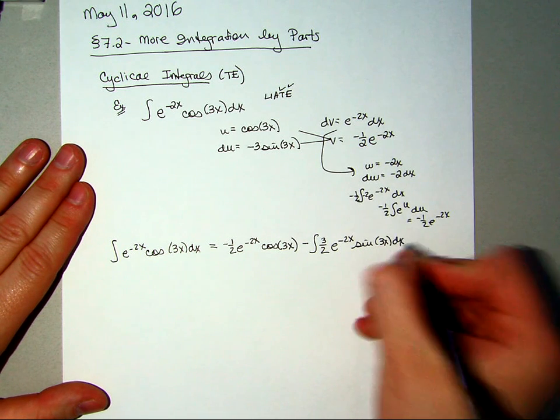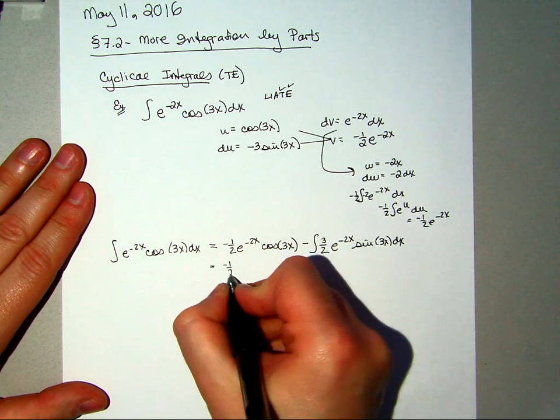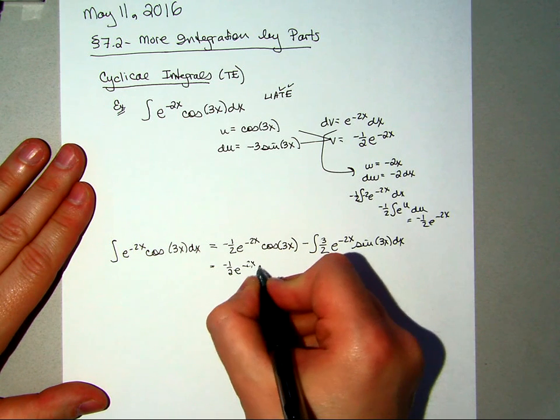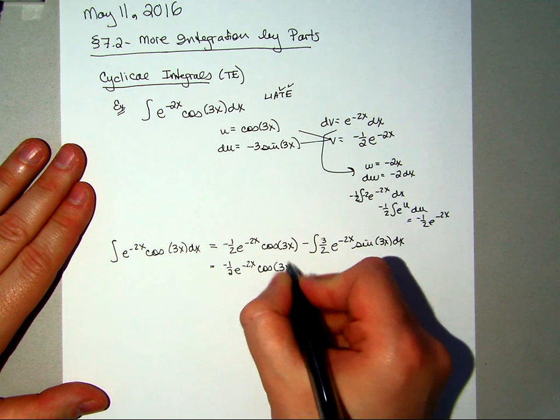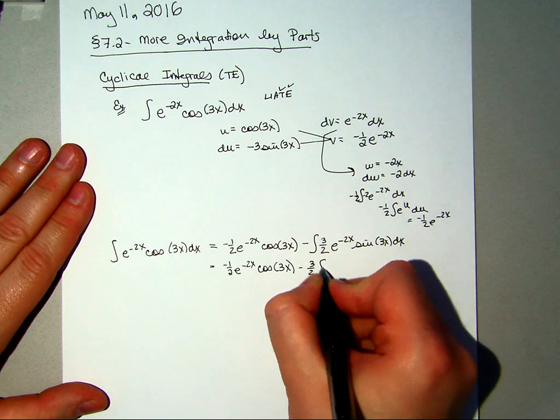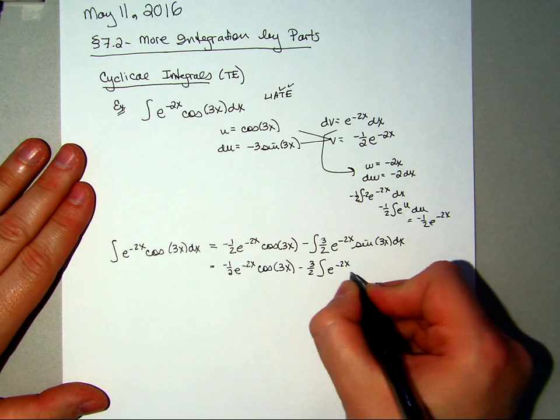We will get negative 1/2 e to the negative 2x. I'm really just going to pull out the constant at this point. Cosine 3x minus 3/2 times the integral of e to the negative 2x sine 3x dx.